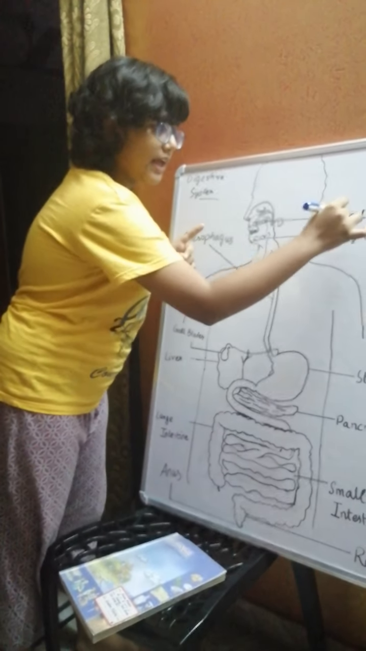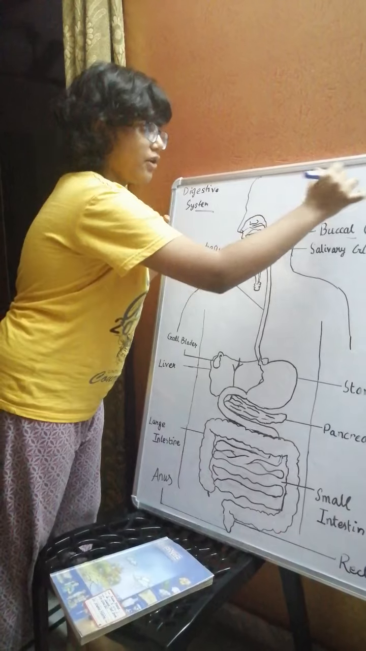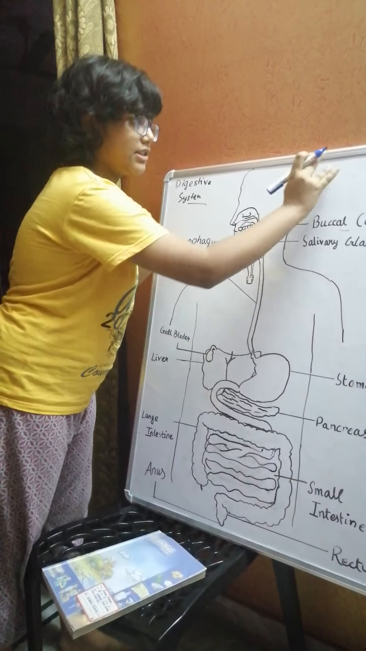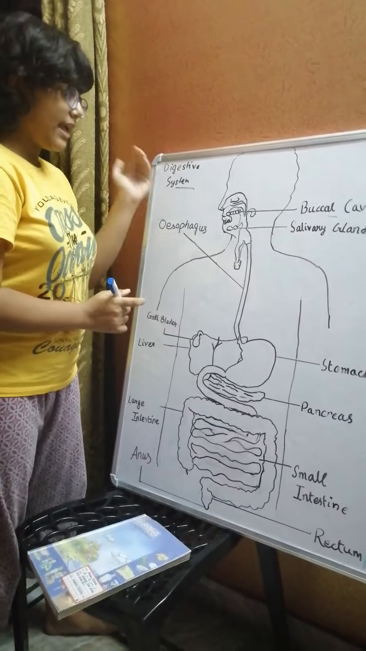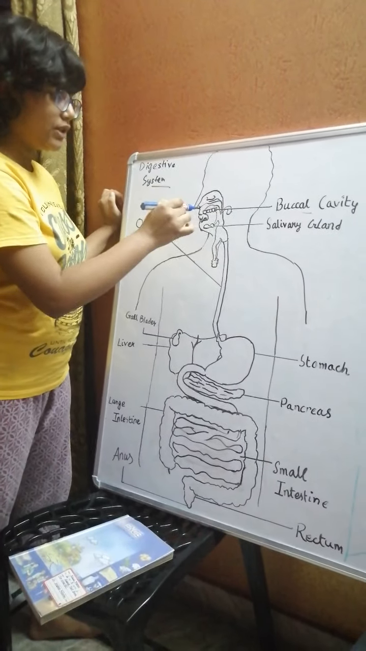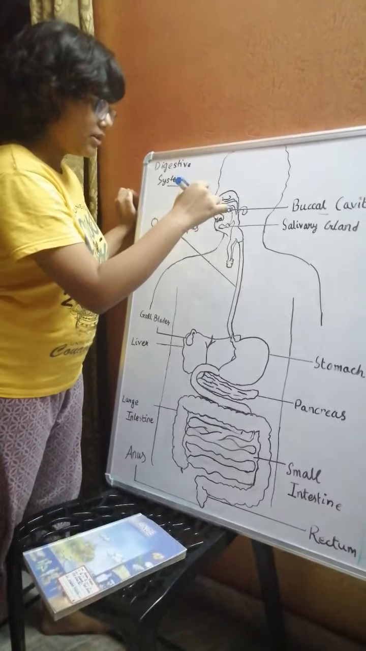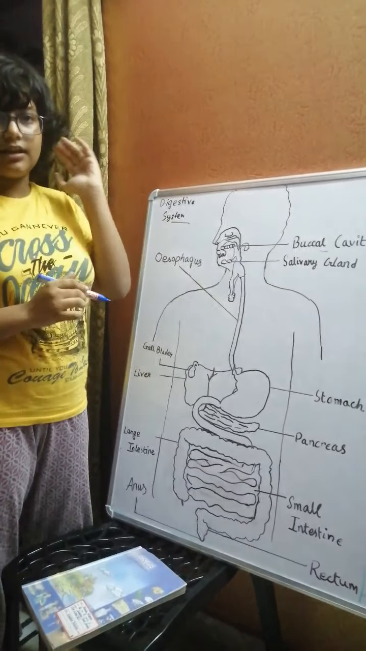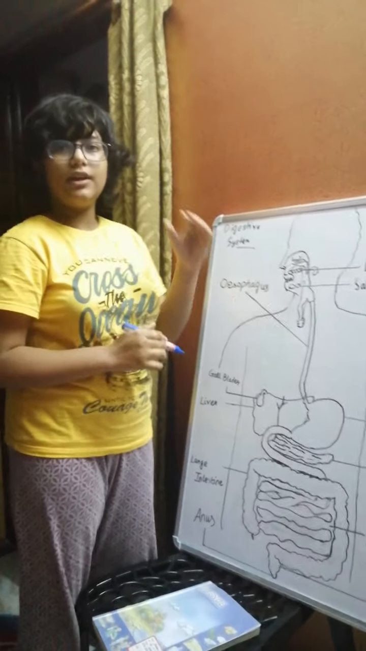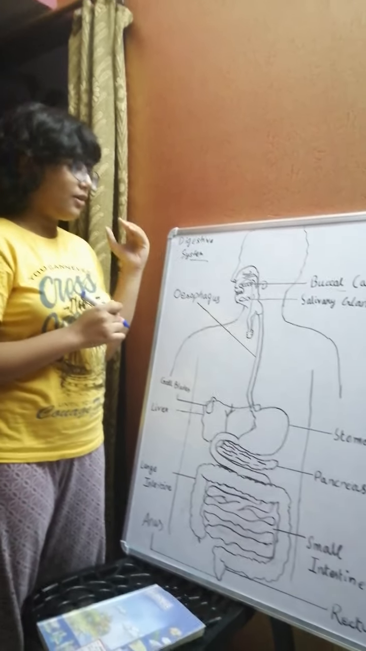We chew the food with the help of the buccal cavity, the upper jaw and the lower jaw, the two jaws. Next, after we chew the food into pieces, it moves down to the esophagus, but there is also a slight digestion that happens on our tongue.